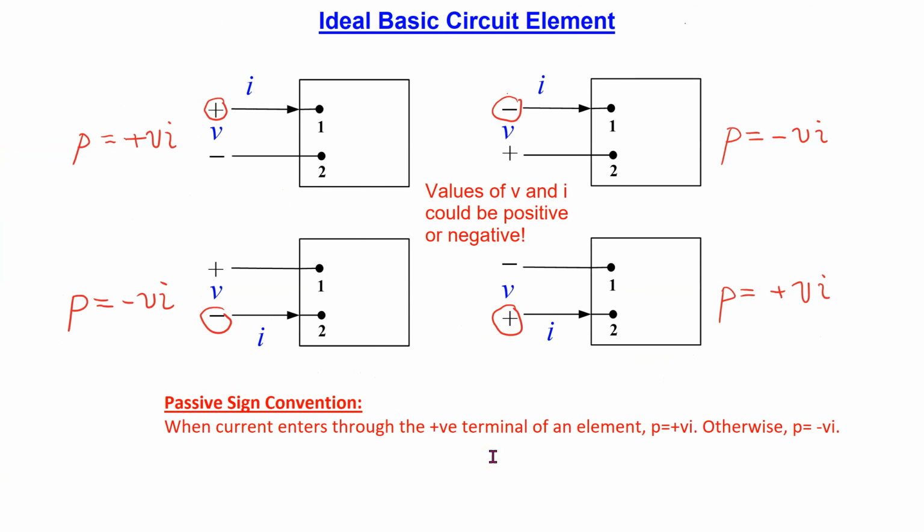In summary, the ideal basic circuit element is an important circuit theory abstraction. This slide summarizes the passive sign convention applied to the ideal basic circuit element. When the conventional current is entering the terminal marked plus, we use the power formula with a positive sign. Otherwise, we use the power formula with a negative sign.